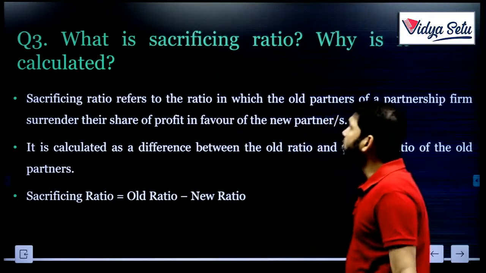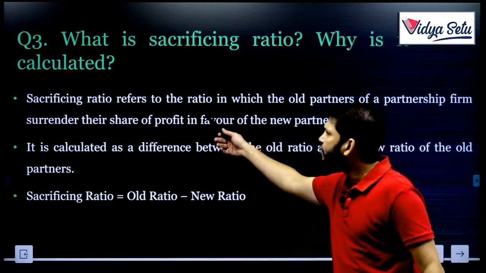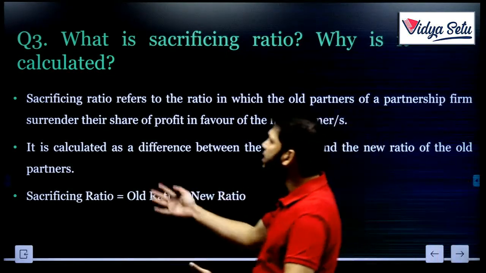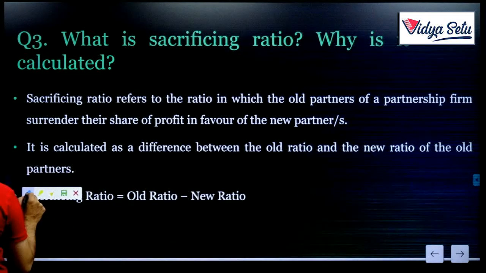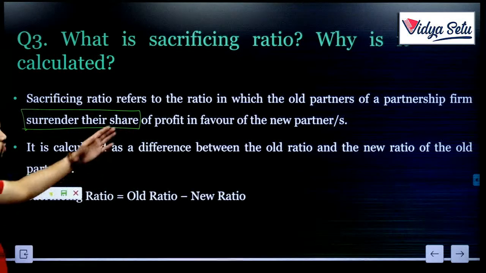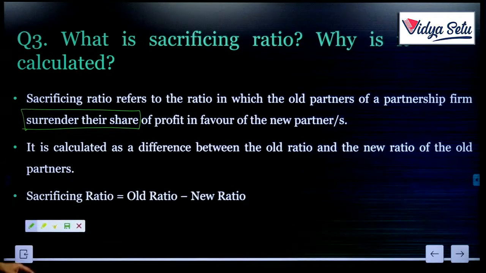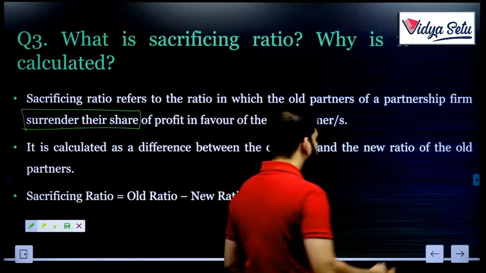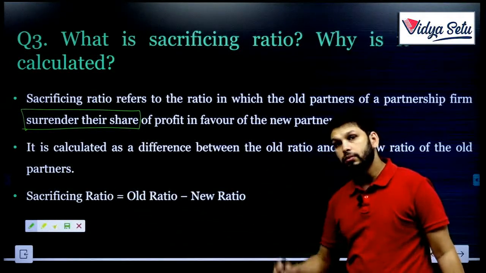What is the sacrificing ratio and why is it calculated? Sacrificing ratio refers to the ratio in which old partners of a partnership firm surrender their share of profit in favor of the new partner or partners. It is calculated as the difference between the old ratio and the new ratio of the old partners. So sacrificing ratio is old ratio minus new ratio.